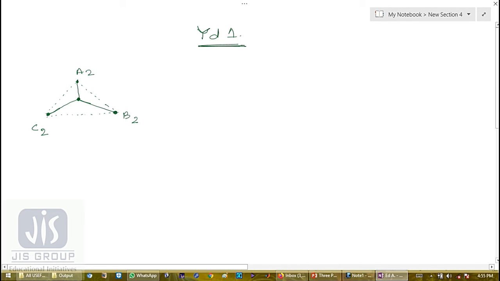I hope I am drawing with enough perfection so that you can understand the concept. It is a star connection on the primary side. So this is A2, B2, C2, and as usual A1, B1, C1 form the neutral. Let me draw the winding connection diagram first.